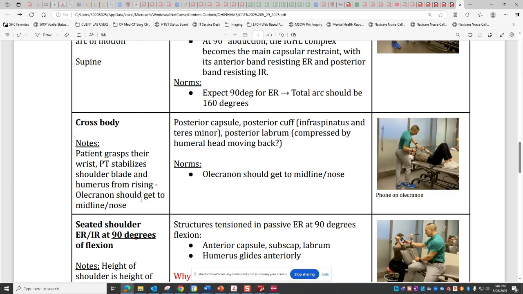Olecranon should be to midline. Yes, that's correct. Midline of nose, that's accurate. And usually that's around 40 degrees or so, 36, 35, somewhere in there. Posterior capsule, posterior cuff, infraspinatus, posterior labrum, compressed by humeral head moving backward.